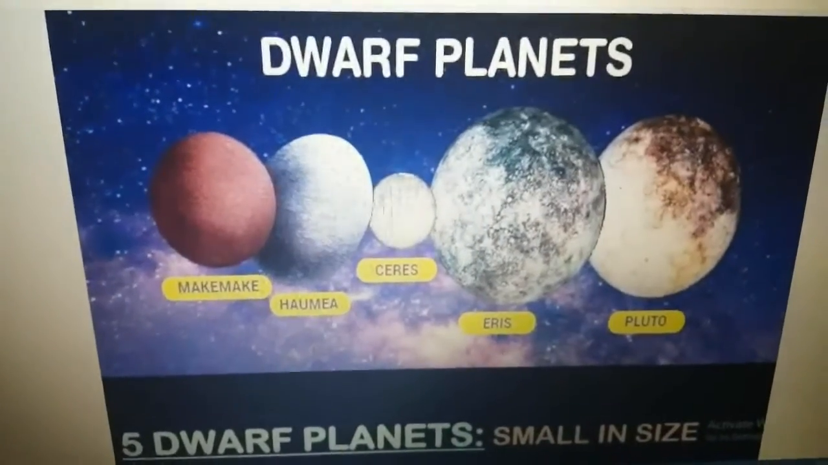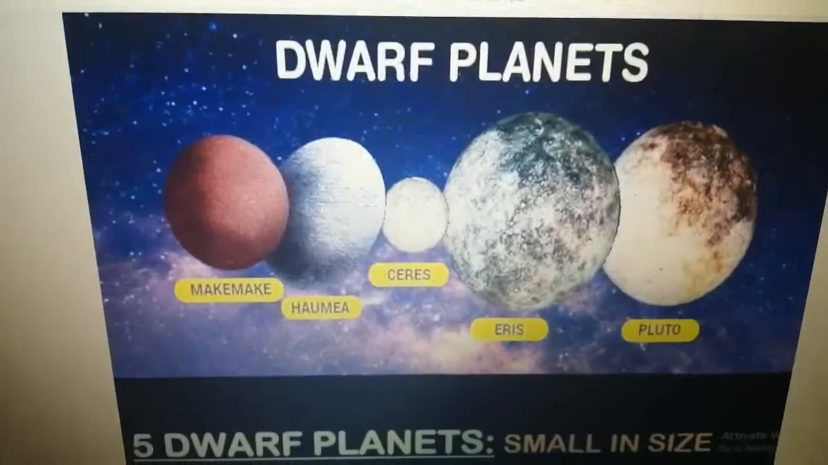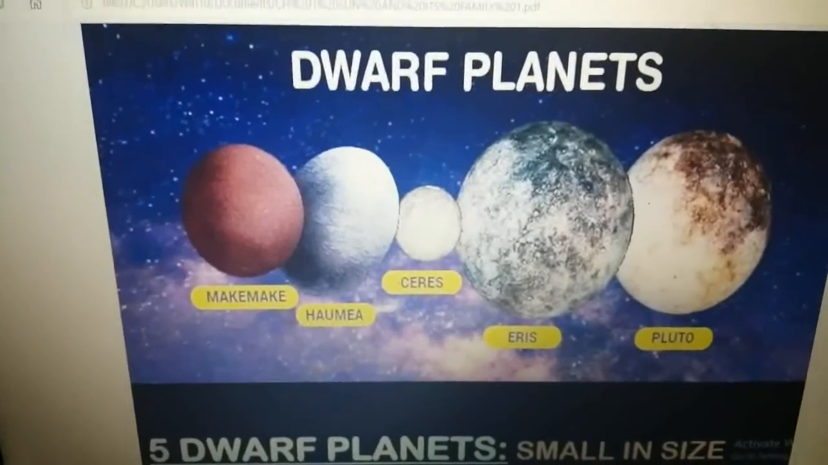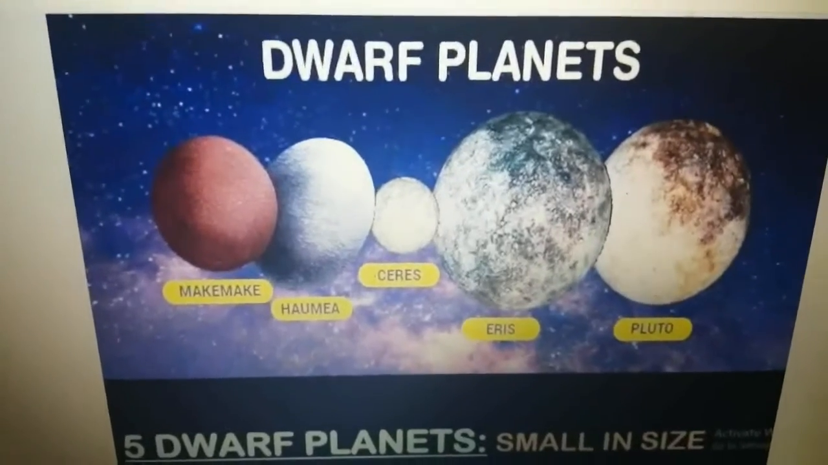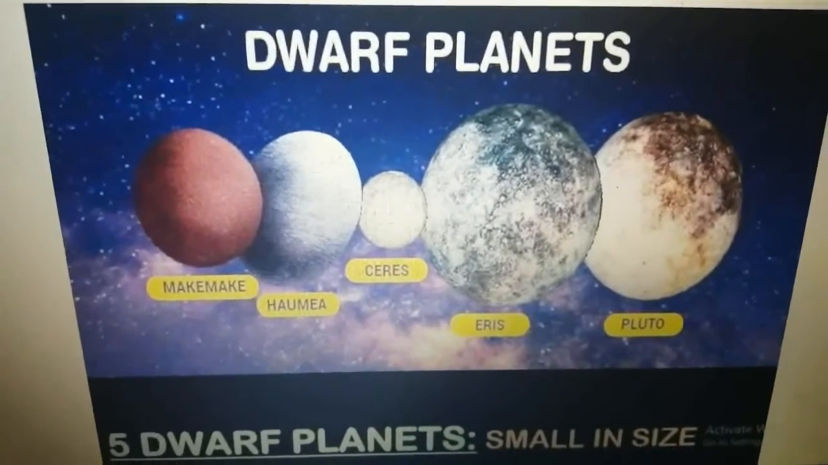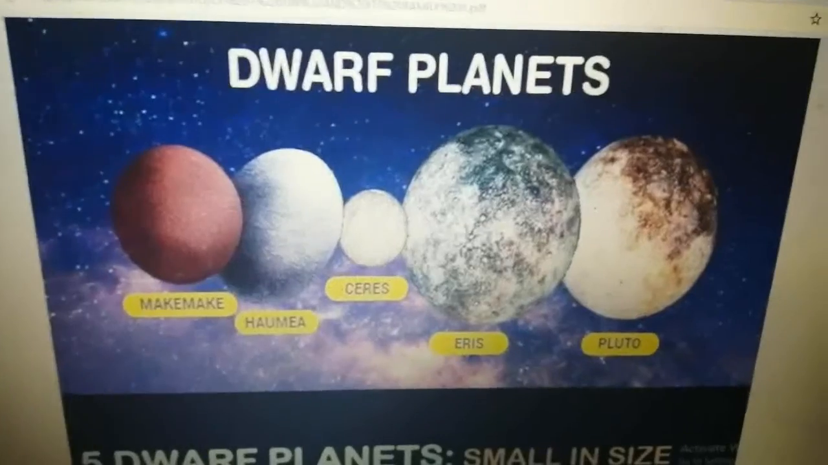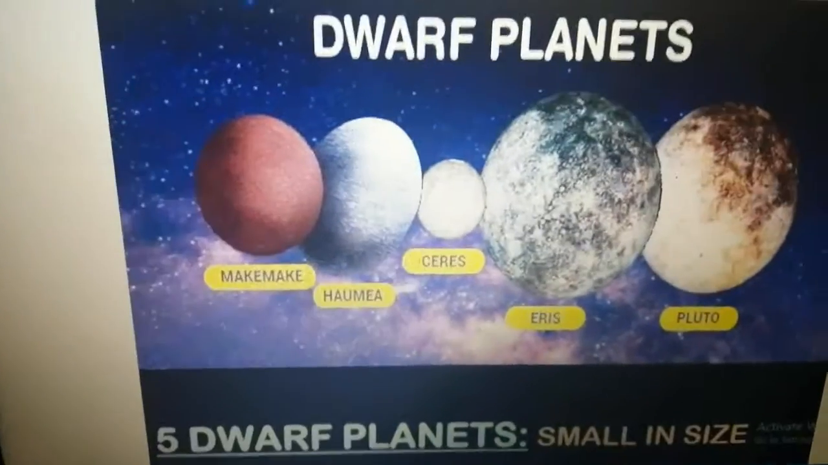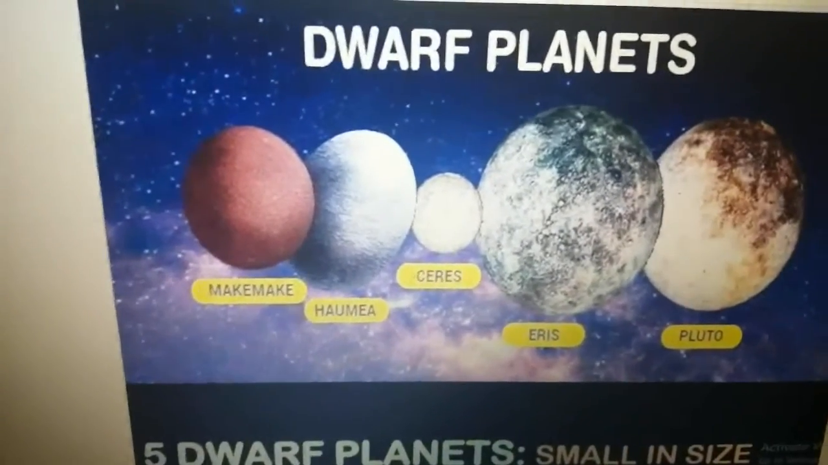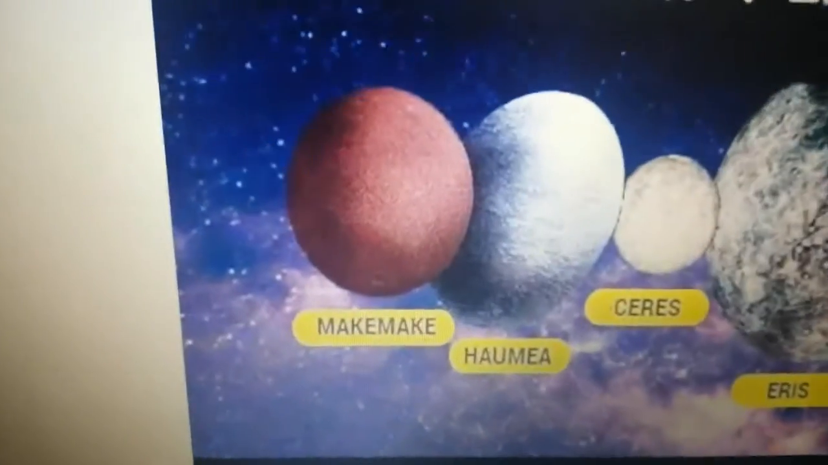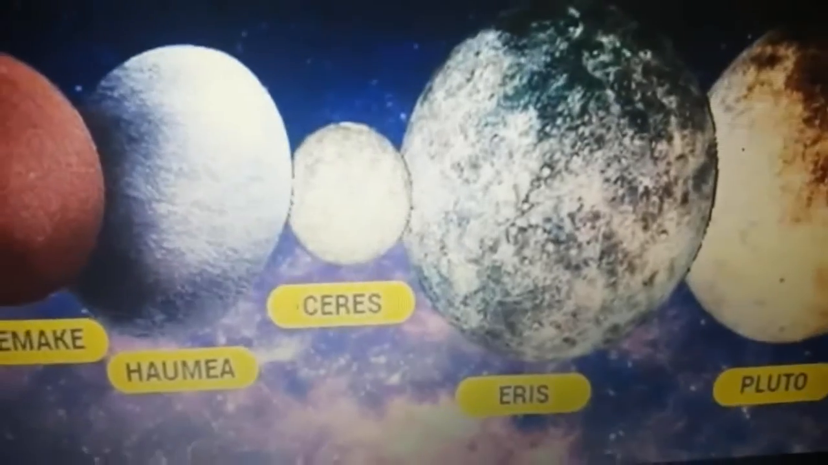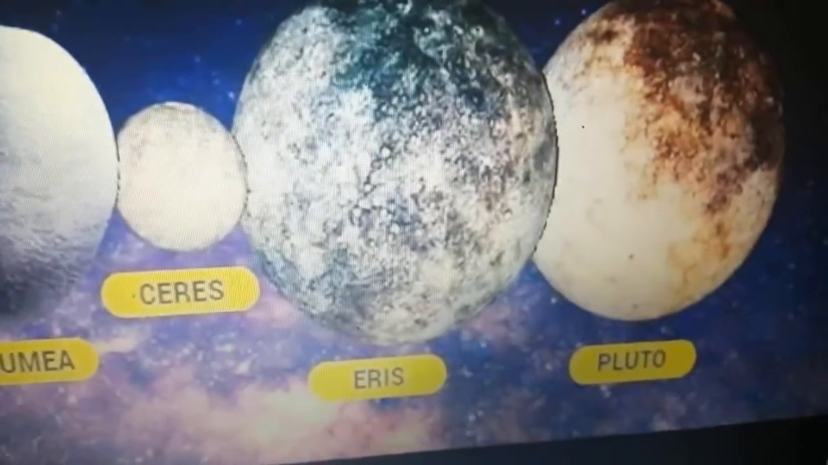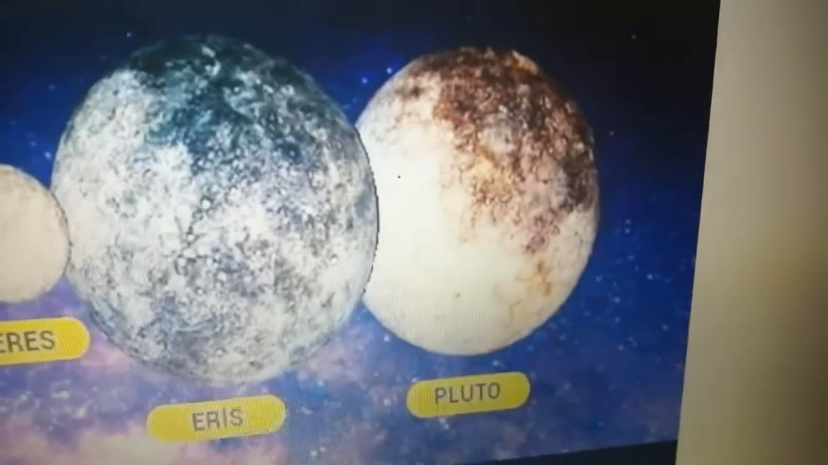Now we come to dwarf planets. Now there are 5 dwarf planets. Why are they dwarf planets? Because they are small in size. Now they are small in size in comparison to the primary planets. Okay. So in dwarf planets, the first one is Makemake, then Haumea, then Ceres, then Eris, and the last one is Pluto. Repeat after me.